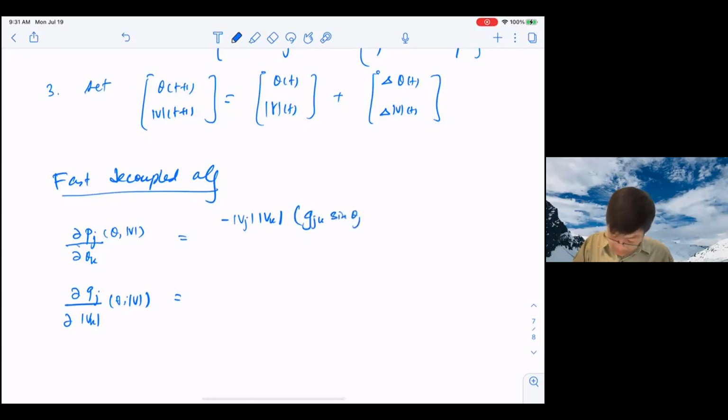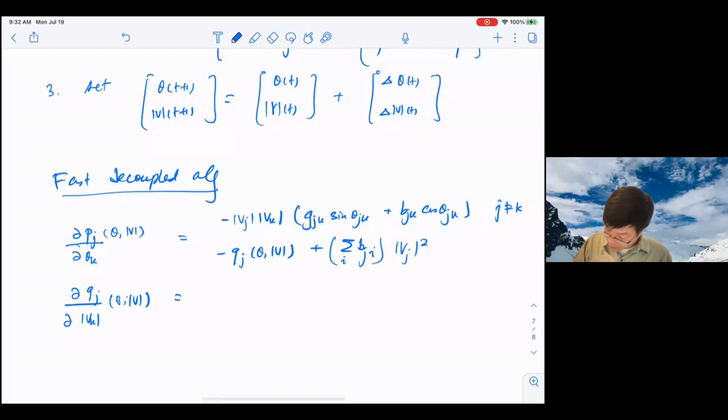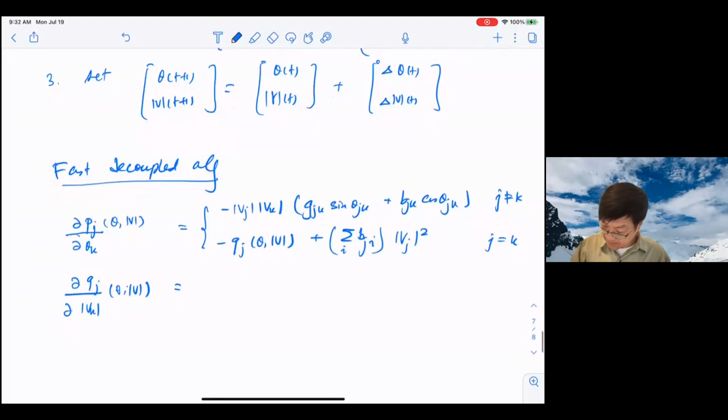It will be sine with B_jk cosine, if j is not equal to k. It turns out you can take the derivative, massage it a little bit, and then it will be Q_j(theta, V) plus the sum over i of B_ji V_j squared, if j equals k. And then similarly for the Q, but let's look at just the P. So this is a diagonal block.